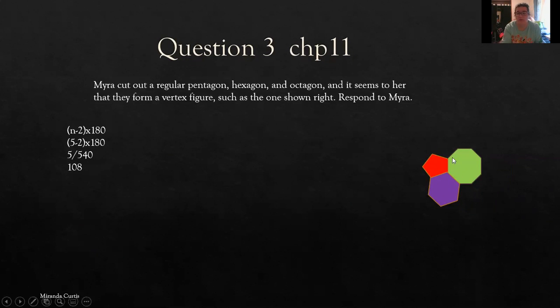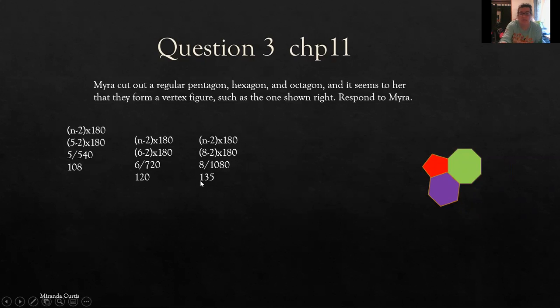We're looking at the red one right here, and this is our equation, n minus 2 times 180. It's going to give us the sum of the interior angles. It's got 5 sides, so 5 minus 2 times 180 is 540, and then we're going to divide it by 5, which gives us 108. Then we're going to look at our next shape, down here. It's got 6 sides, so 6 minus 2 times 180 is 720. We'll divide it by 6, which gives us 120.